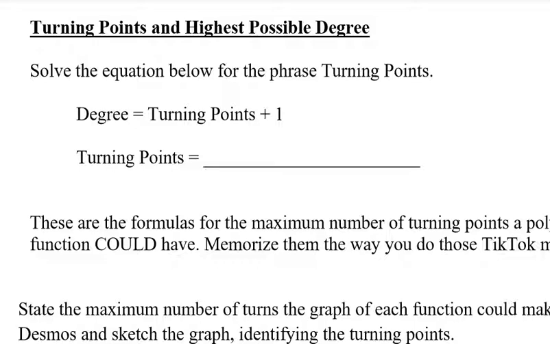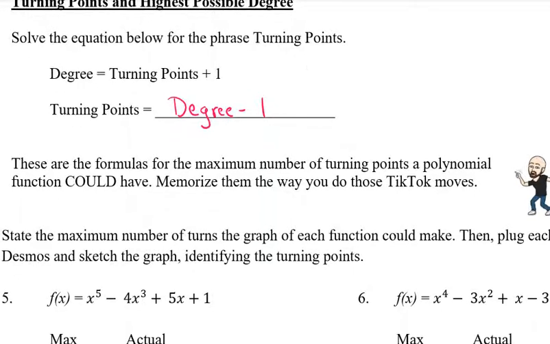So if I were to solve that equation, so to speak, for the phrase turning points, that means I got to take this plus 1 and move that to the other side. So turning points would be the equation turning points equals degree minus 1. So that'd be the equation for the number of turning points. So depending on which way we go with things, that's what we would take a look at. Memorizing those two pieces because they're very, very critical for that.